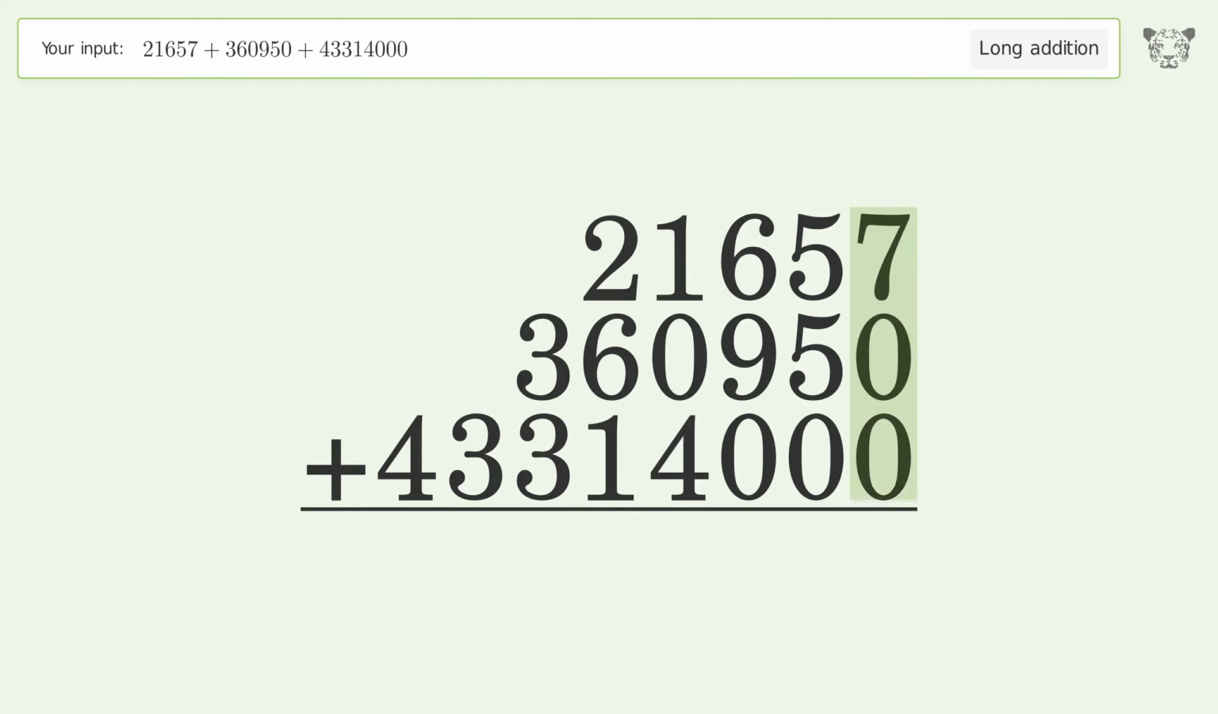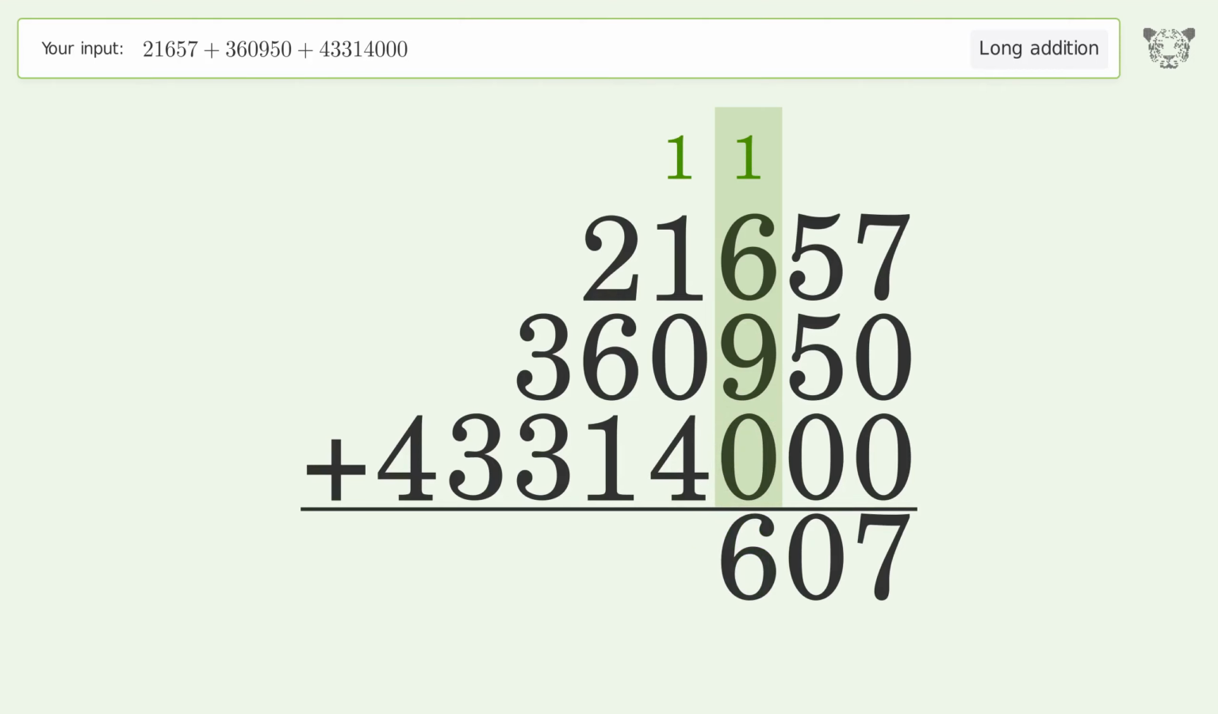7 plus 0 plus 0 equals 7. 5 plus 5 plus 0 equals 10. Carry 1 to the hundreds place. 1 plus 6 plus 9 plus 0 equals 16. Carry 1 to the thousands place.